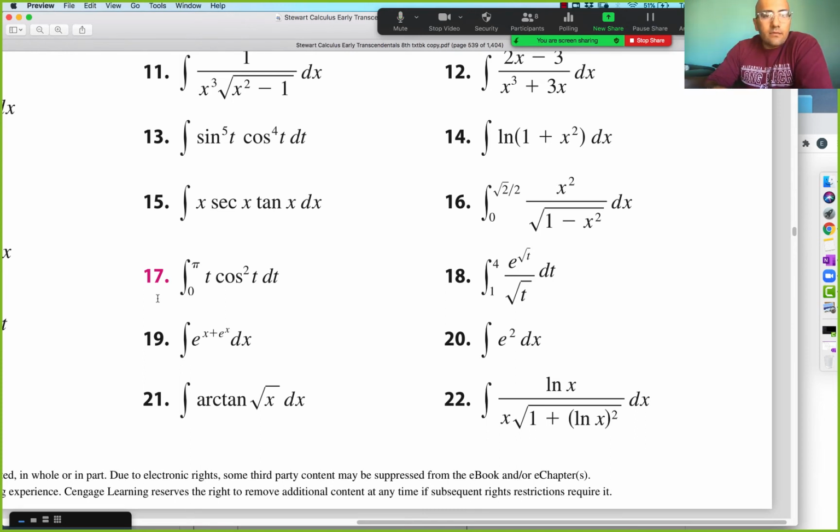Maybe letting u equal x. Its du will go down in power, so that's good. And letting dv equal secant x tangent x, I think that would make things easy, right? Since we know the derivative of secant x is secant x tangent x. So 15 should also be pretty easy. Integration by parts, letting u equal x and letting dv equal secant x tangent x. Are we okay with that?